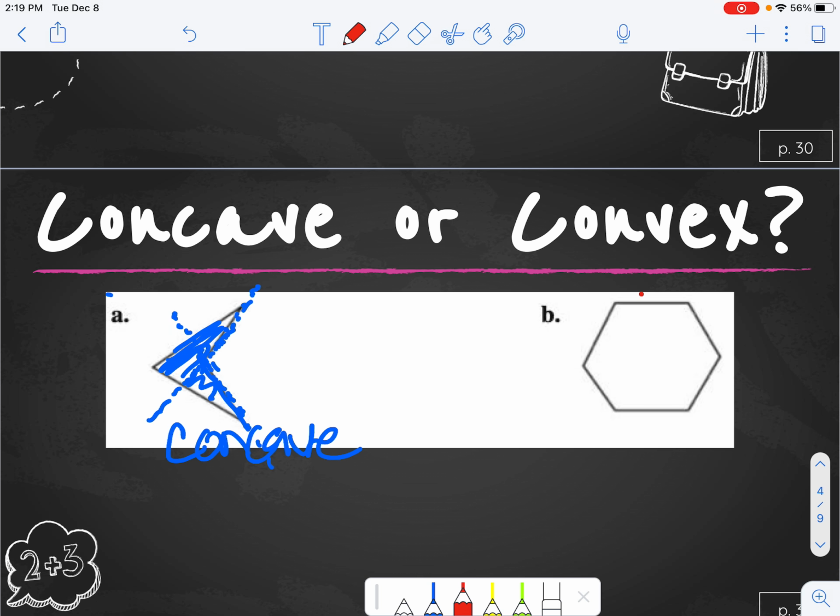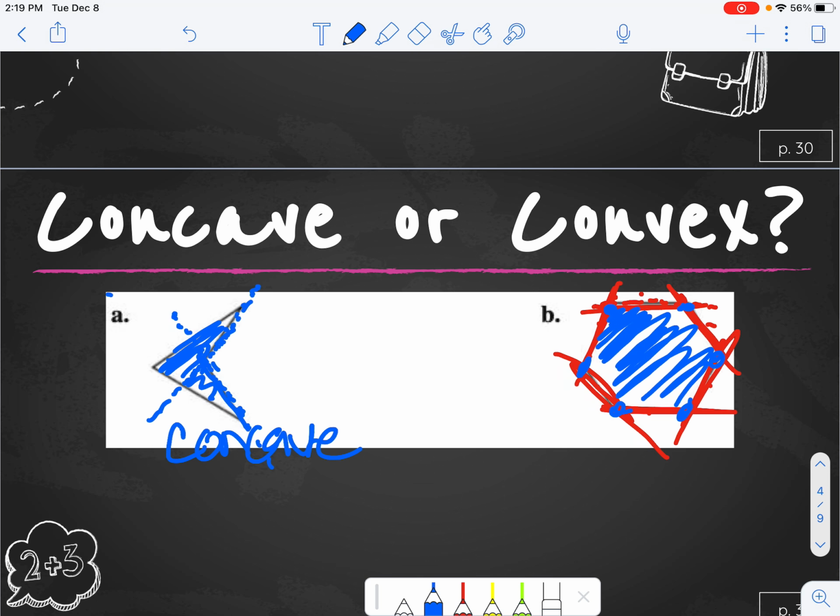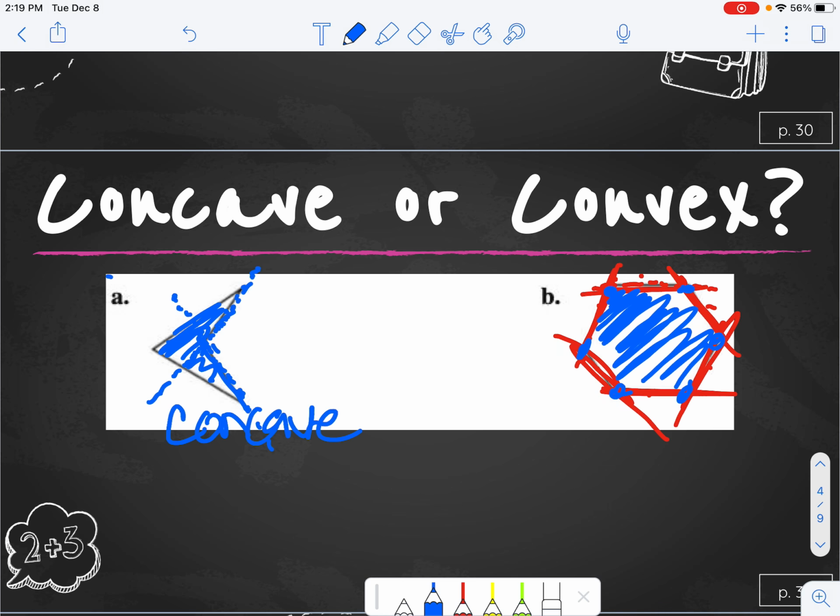Now if we look over here, this is a 1, 2, 3, a hexagon, so that kind of gives it away. I don't really have to dot them in. But if these lines were to keep going, yes, they would cross. I mean, that's pretty obvious that you can see they would intersect here, which they should, but they never cross and break the interior of this shape. So that's a quick look at concave or convex.